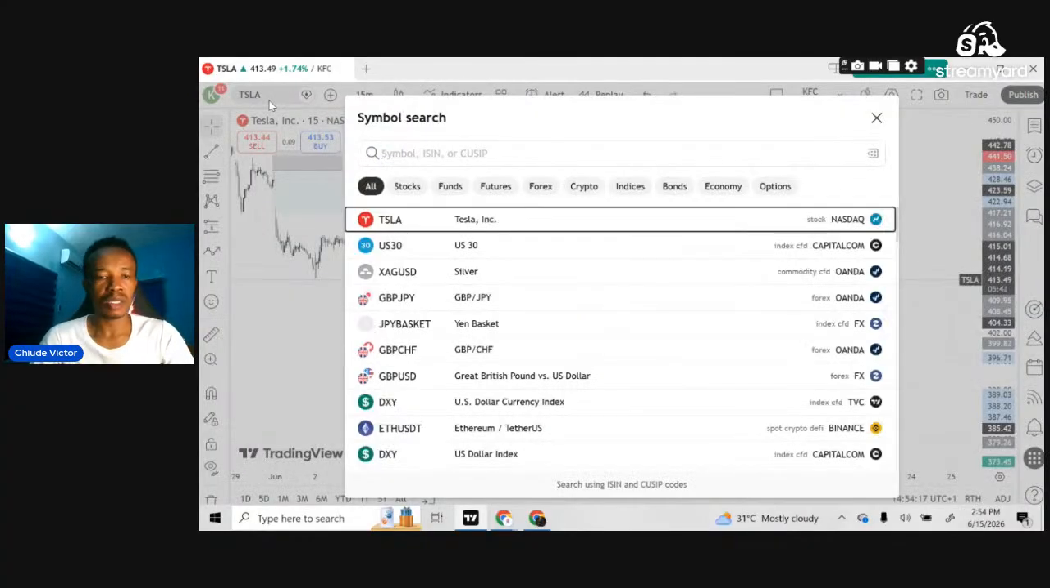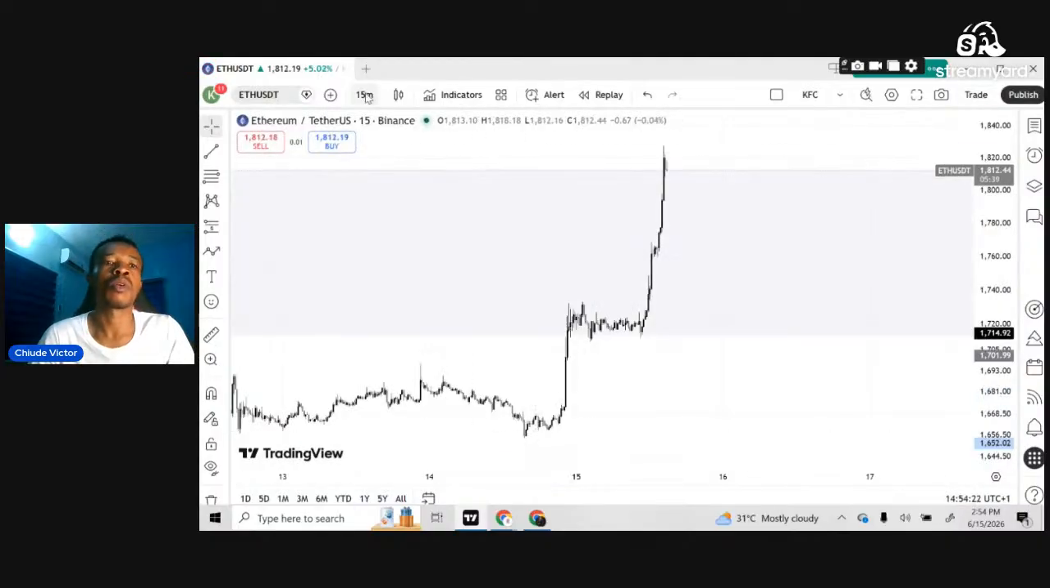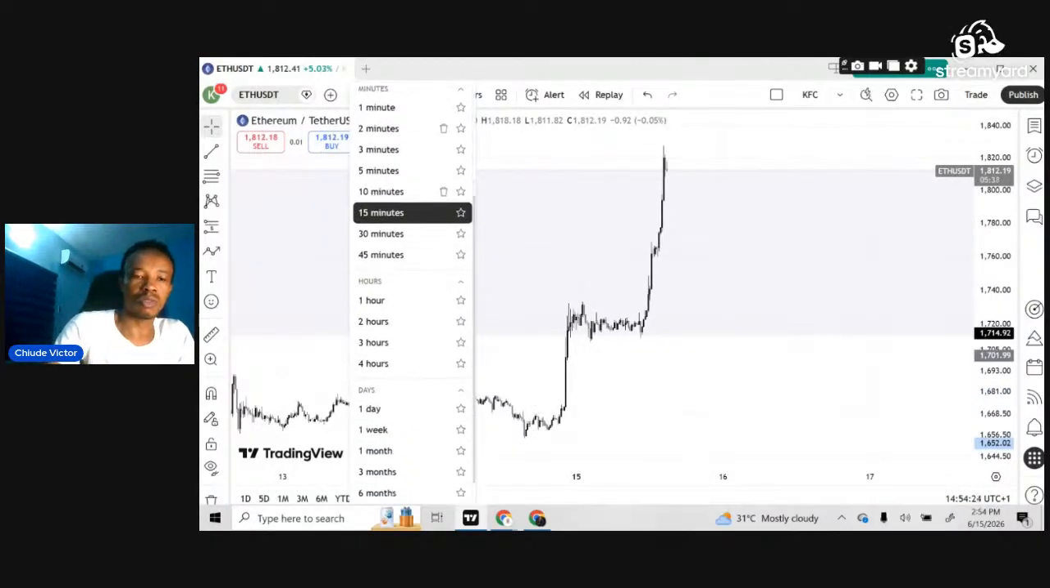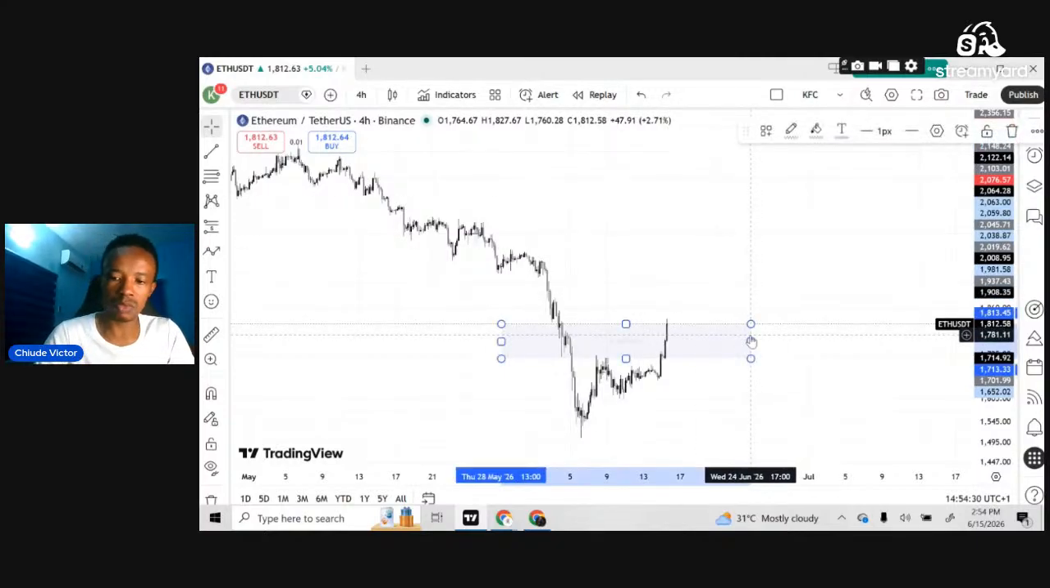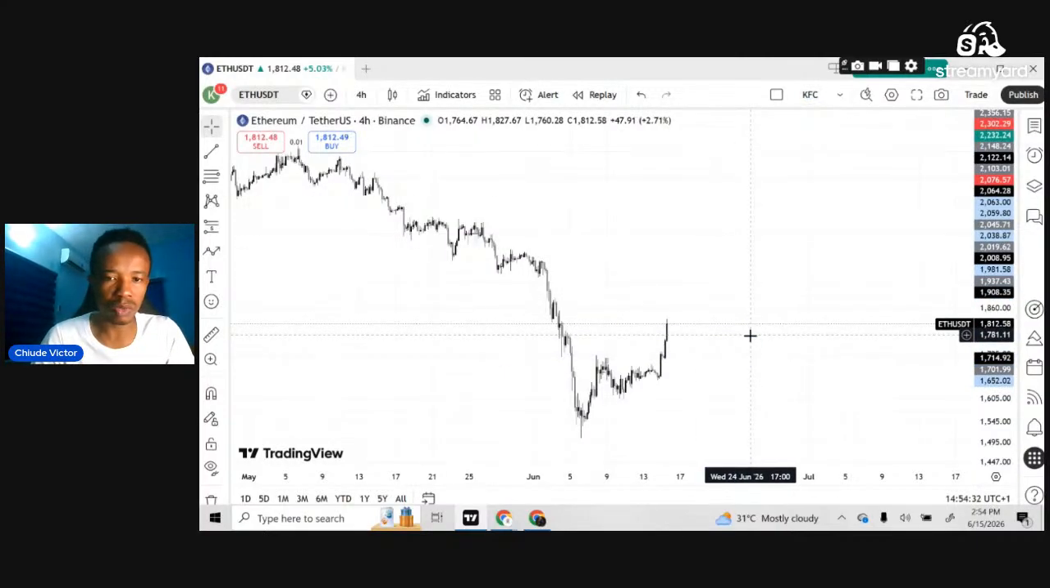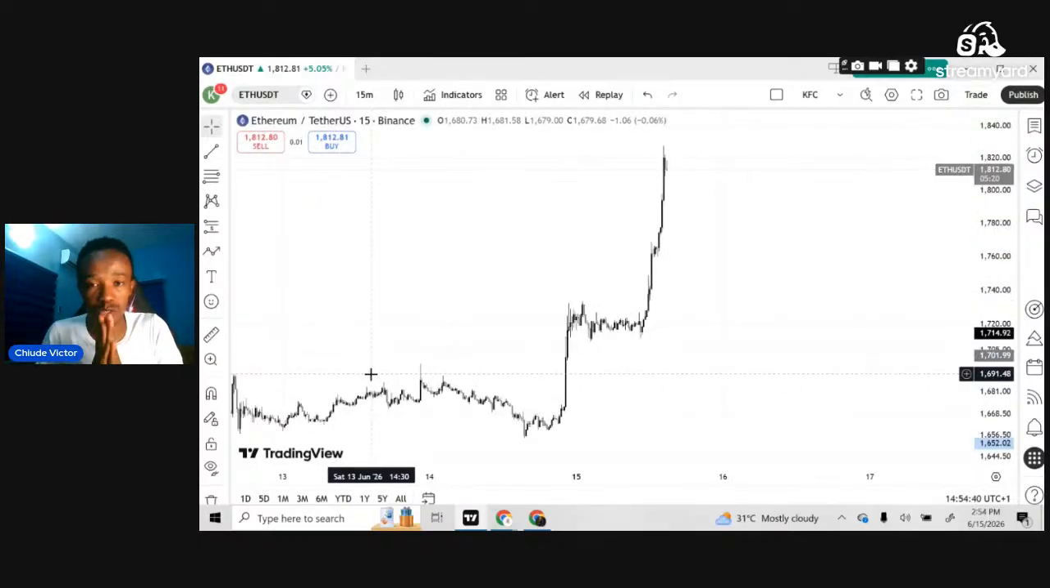And finally, on this side, Ethereum for crypto. So this is what Ethereum has done so far. It's mitigated that zone. It's going to be upside. So for any reason you want to trade Ethereum, you can actually trade the bounce back, which is a counter trade. Excuse me.